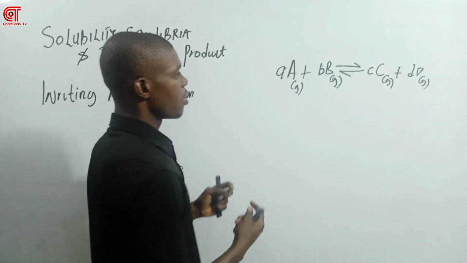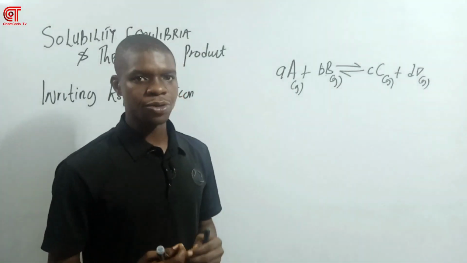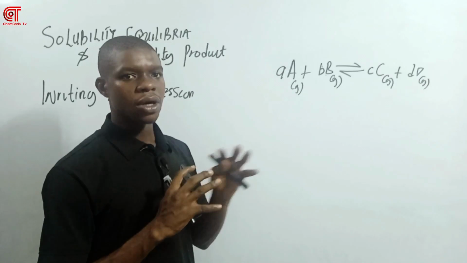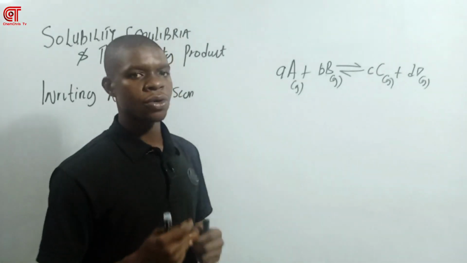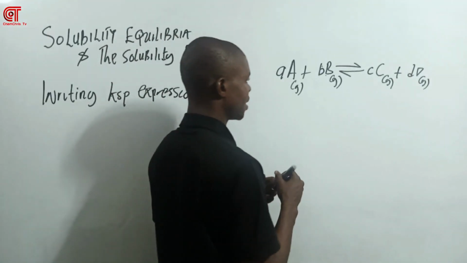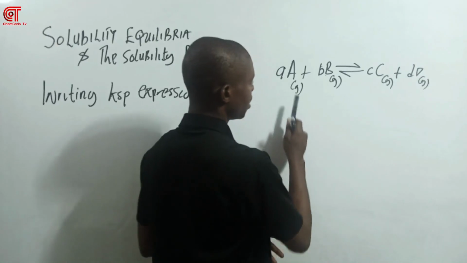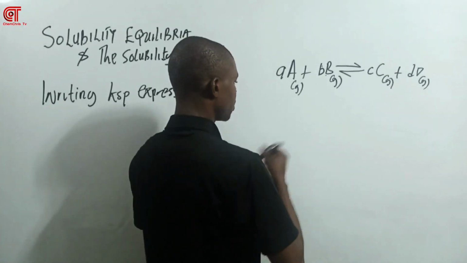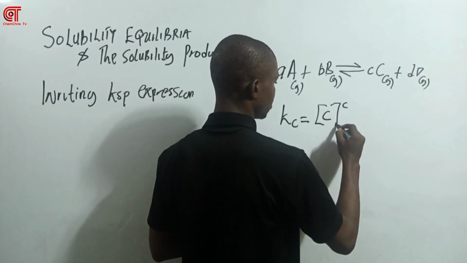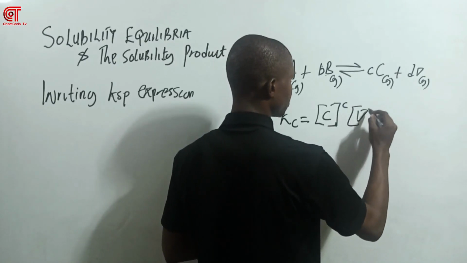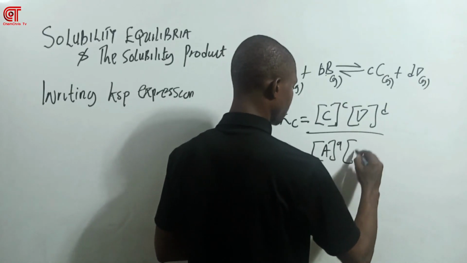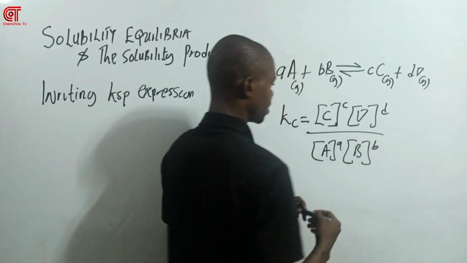I tell you that for every equilibrium reaction there must be an equilibrium constant. Both the forward and backward reactions occur, so that is called the equilibrium constant. If you want to write the equilibrium constant here, it is a homogeneous gas reaction, so Kc equals the concentration of C to the power of its coefficient, times the concentration of D to the power of its coefficient, over the concentration of A to the power of its coefficient, times the concentration of B to the power of its coefficient.